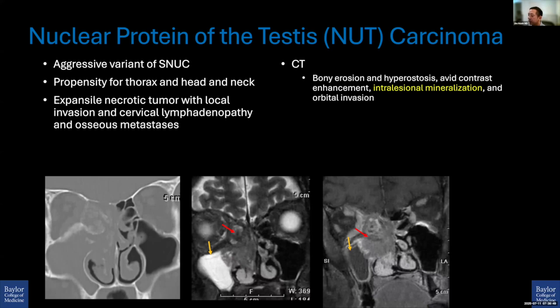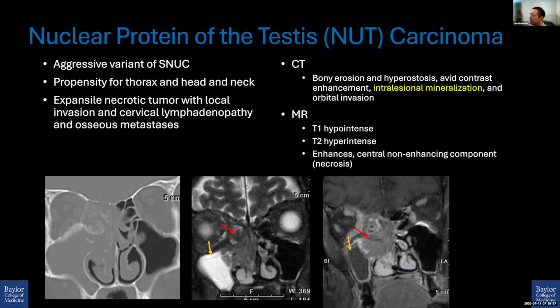So here is an example that I showed previously of this mass, and it has that intralesional mineralization that is described. MRI can show T1 hypointensity, T2 hyperintensity, and enhancement with a central non-enhancing necrotic component. So again, here I keep outlining this. These are the retained secretions. Here's the actual mass, and then there are areas of necrosis, enhancement, necrosis.